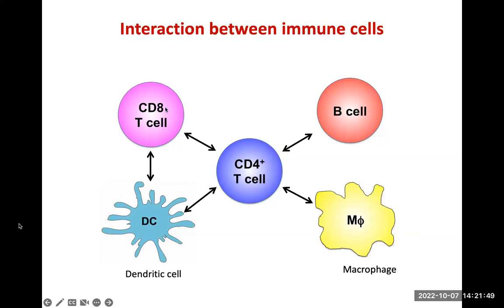So you'll find that if an immune system ends up having a defect in the CD8 T cells, some other components that are indirectly linked will be affected. So this diagram that we are showing here right now is an oversimplification of the networking between the immune cells.